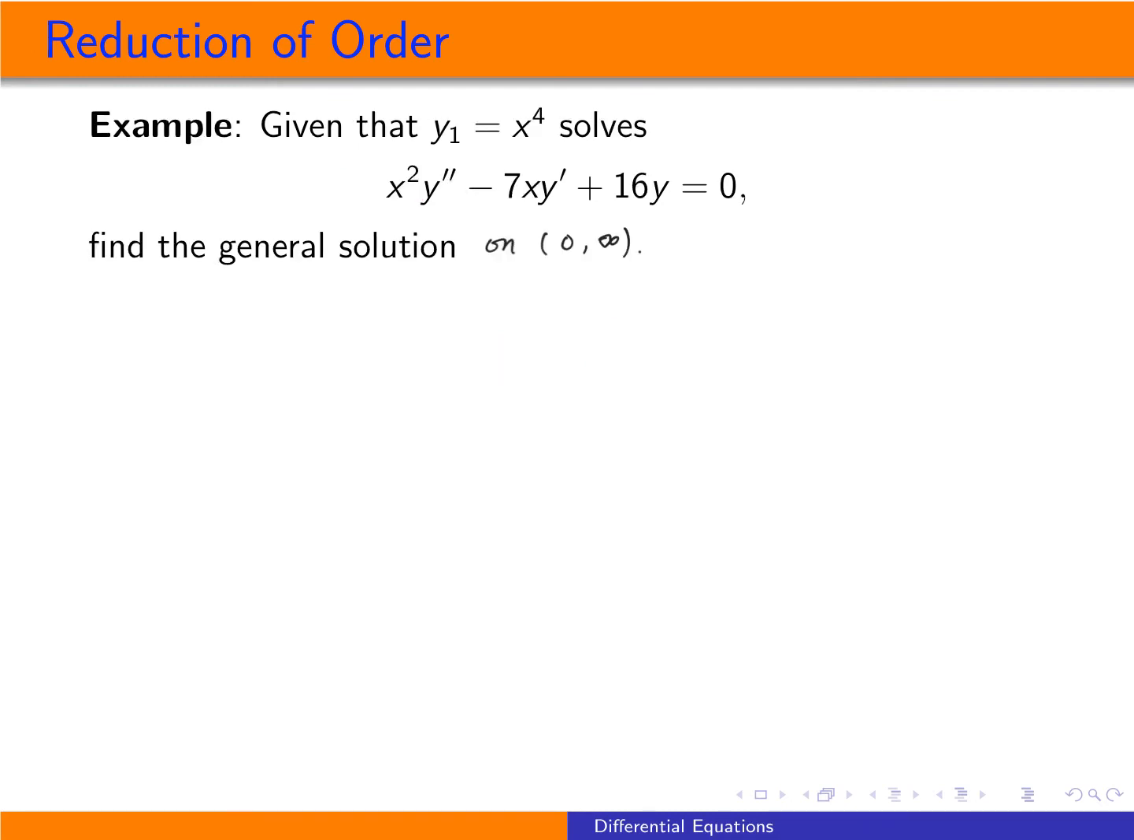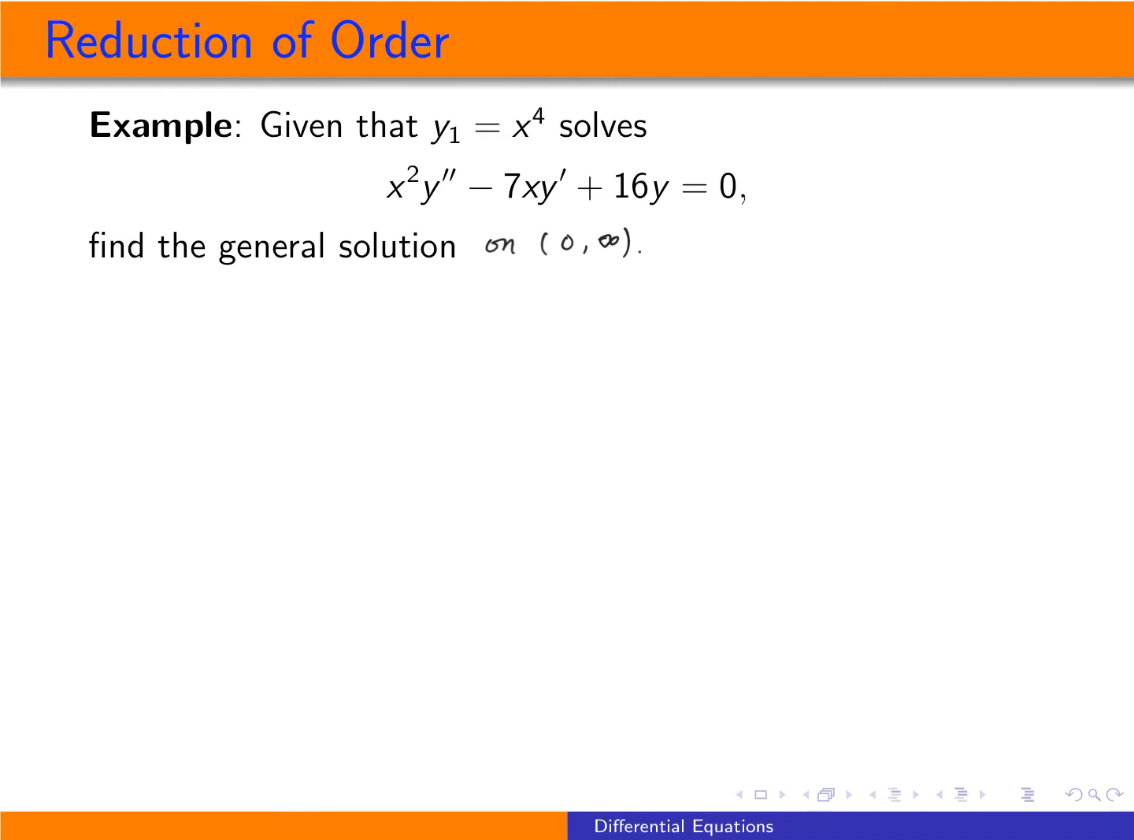Now for a common example. Given that y1 equals x to the fourth is one solution for this second order homogeneous differential equation, let's go ahead and find the general solution on the interval from 0 to infinity. In order to find that general solution, what we need is a second linearly independent solution. So immediately this is a problem that requires reduction of order.